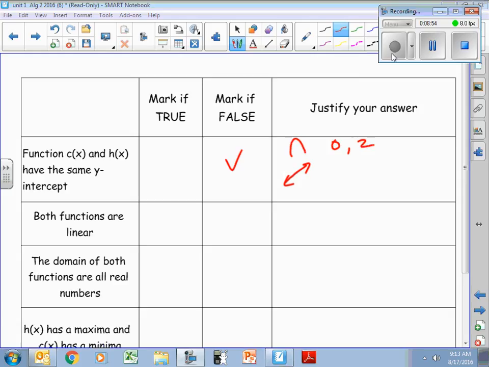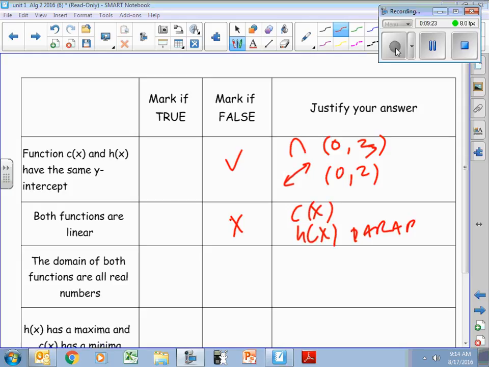0, 2, close? Yeah. And how about the X? If you had to kind of guesstimate it, the linear one is going to be at least that. Now here, what you got for both functions are linear. False. How do you know? Because only one is linear, the other one is a parabola. Yeah. You see that?